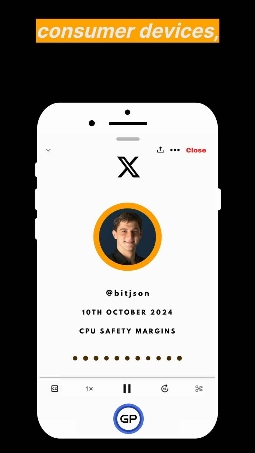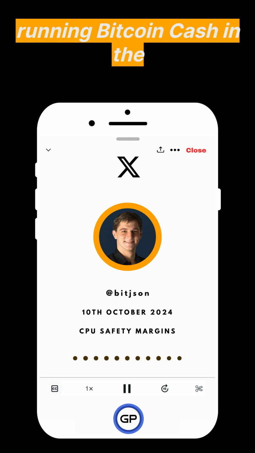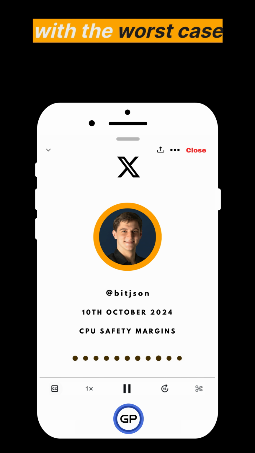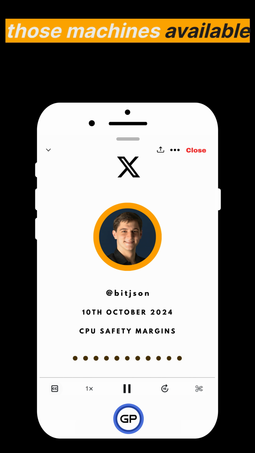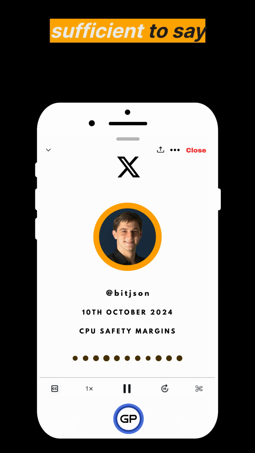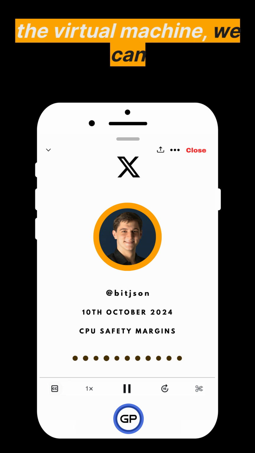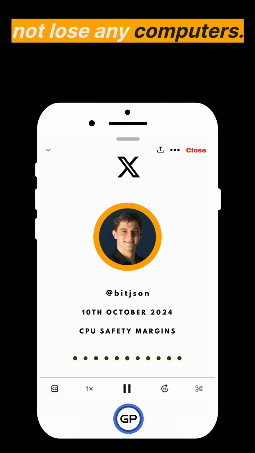On typical consumer devices, their CPU utilization, if they're running Bitcoin Cash in the background and Bitcoin Cash is cranking out the max size blocks filled with the worst case transactions, they should use between 1% and 10% of those machines' available CPU. It is not sufficient to say that because we have a 10 to 100x safety margin on the virtual machine, we can safely 10x or 100x the block size and not lose any computers.